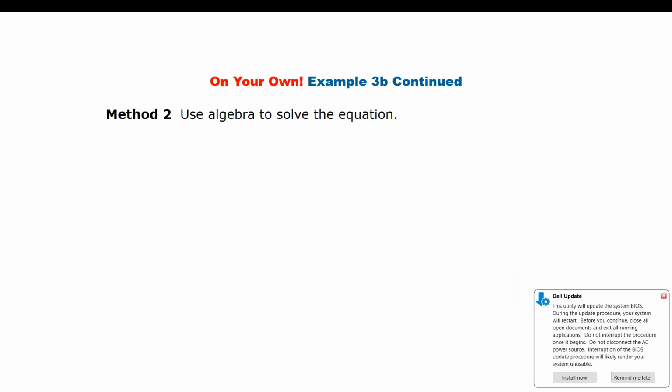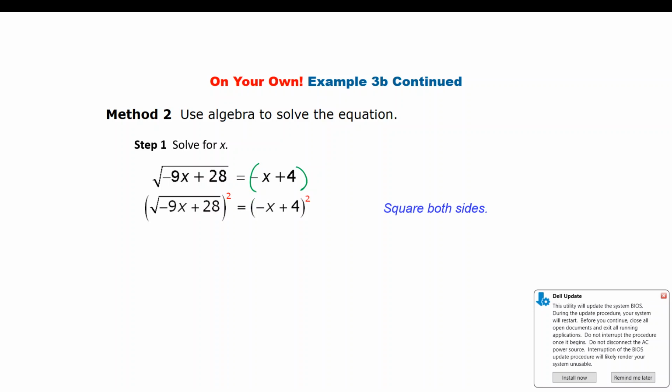All right, using algebra to solve the same equation, you're going to square both sides. Again, remember we have to square both sides. All right, so when we do that, we're going to actually multiply by -x plus 4 and FOIL that. We end up with this problem. Hopefully you were able to find that.